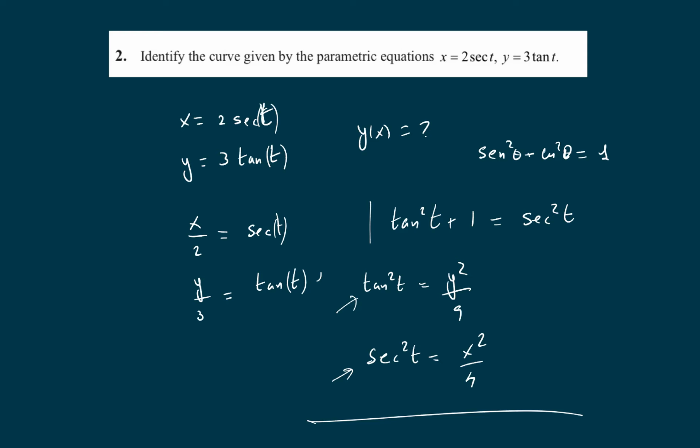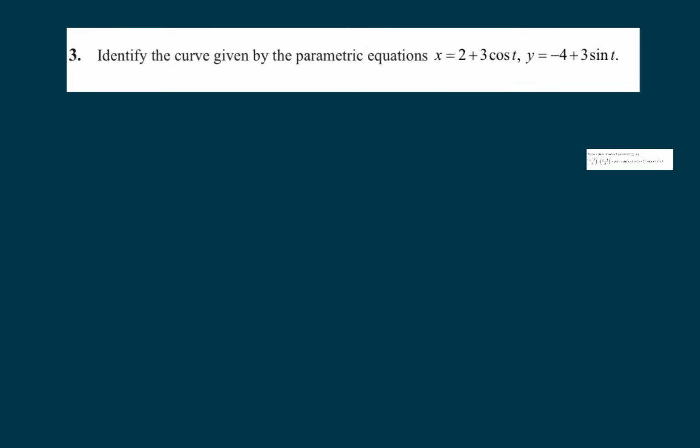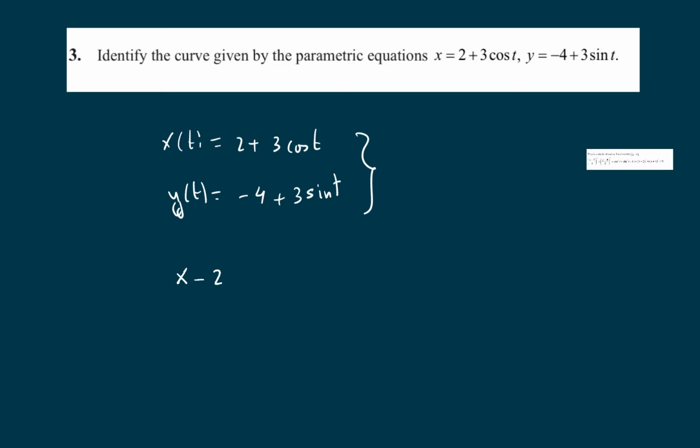Let's go to the next question. Now this problem says, given the two parametric equations x of t equals 2 plus 3 cosine of t and y of t equals minus 4 plus 3 sine of t, what curve is the particle following? So the particle is subject to the equations (x minus 2) divided by 3 equals cosine of t, and (y plus 4) divided by 3 equals sine of t.